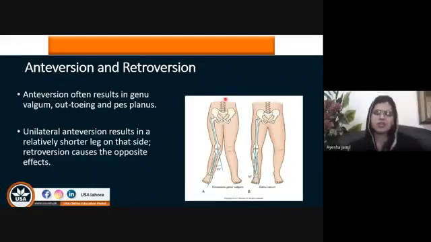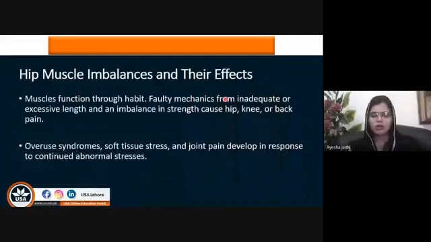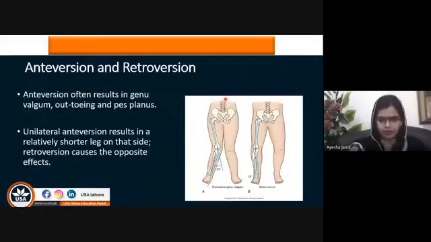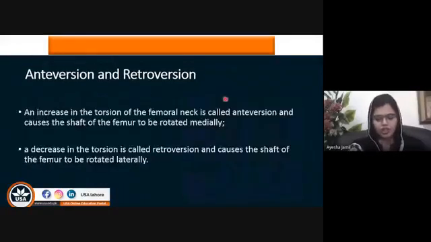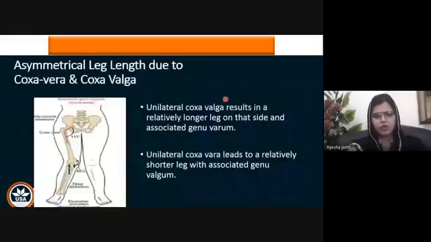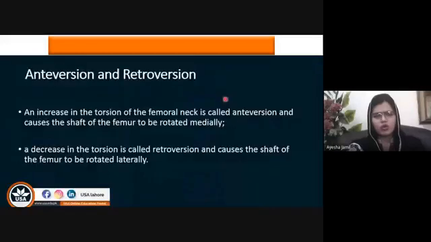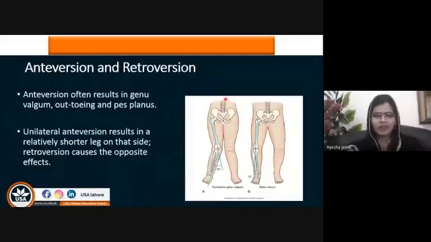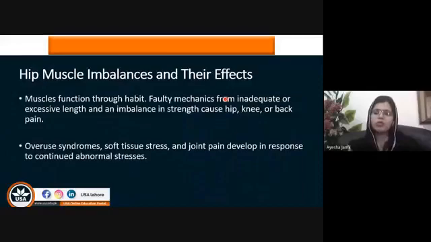So these are the causes of a disturbed length-tension relationship. We have seen that coxa vara and valga and anteversion and retroversion can affect the length of the muscle, resulting in abnormal shift of the forces towards the lower extremity as well as towards the spine. You have seen that there will be genu varum or genu valgum respective to the coxa vara and valga. There will be genu varum or valgum respective to the anteversion and retroversion.